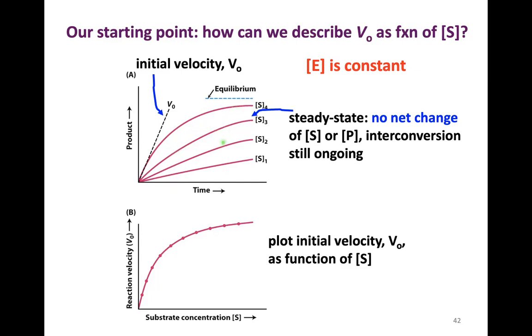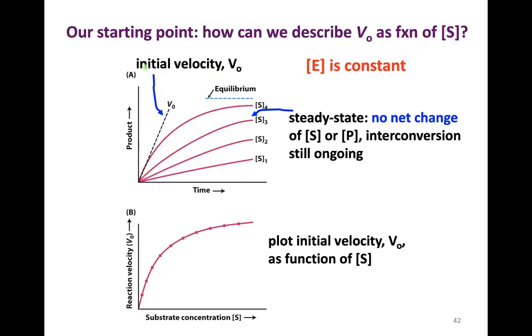The process by which we start to approach equilibrium is referred to as the steady state. That is, macroscopically, if you are monitoring the concentration of substrate or product, you see no change in those respective concentrations, but the interconversion is still going on. Substrates being turned over into product, products being turned over into substrate. There's just no net change, okay?